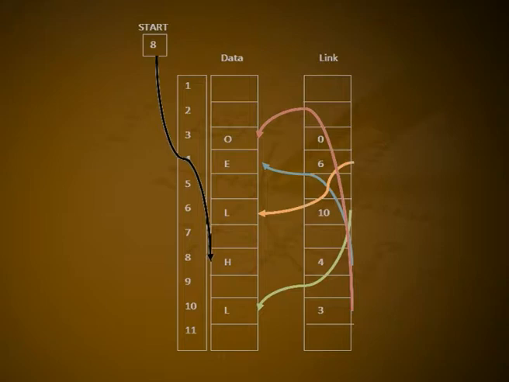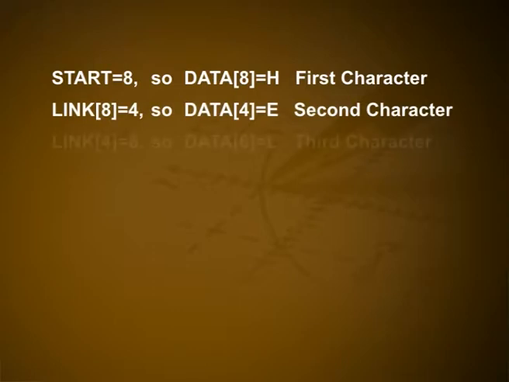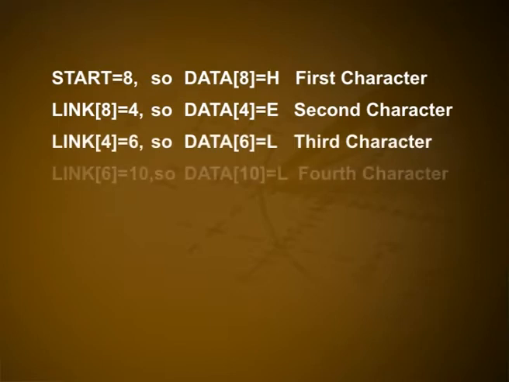Each node of the list stores a single character. To obtain the actual string, we have to follow the links. Start equals 8. So, data of 8 equals H, the first character. Link of 8 equals 4. So, data of 4 equals E, the second character. Link of 4 equals 6. So, data of 6 equals L, which is the third character.